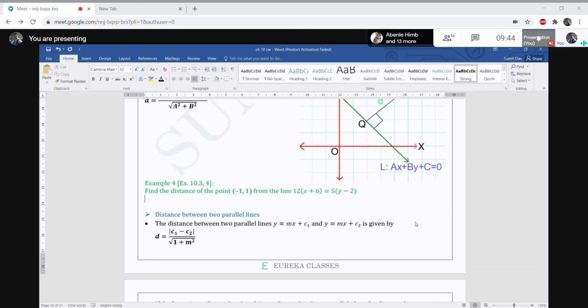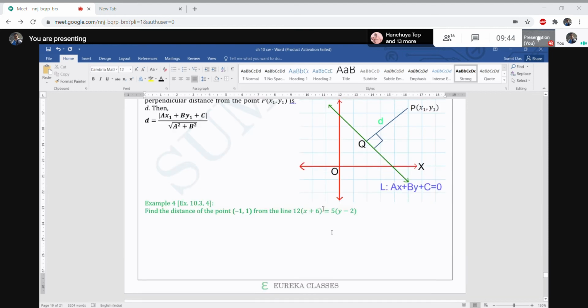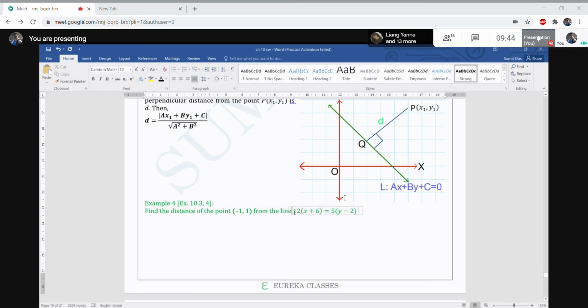So yeah, I'm giving one example. This example is saying, find the distance of the point from the line. The line is given as 12x plus 6 equal to 5 into y minus 2. The point is minus 1 comma 1. So before proceeding, we have to simplify this equation into the form ax plus by plus c. We'll simplify this equation here.